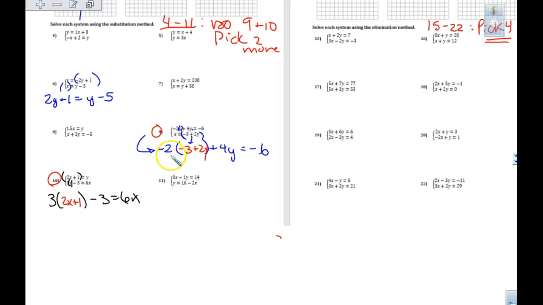Using substitution. The most common mistakes that I will see as people are solving these is that this is going to be a positive 6. Then you have a minus 4y plus 4y equals negative 6. Since the negative 4y and positive 4y are on the same side of the equal sign, that's going to give us 0. So when I add those together, I get 6 equals negative 6. This is a false statement. Since it is a false statement, we put no solution.